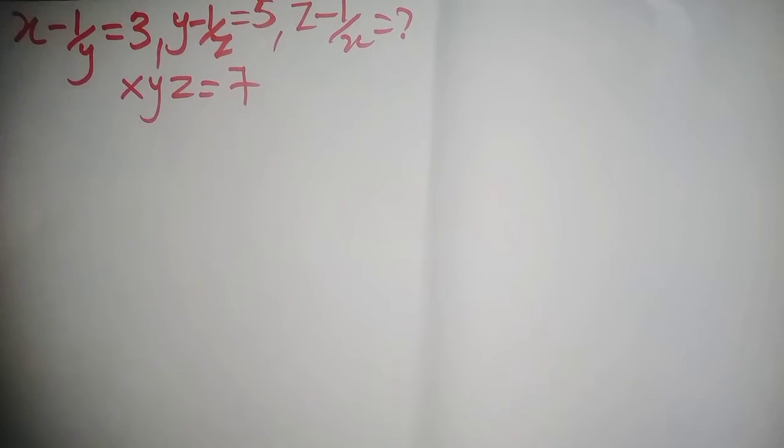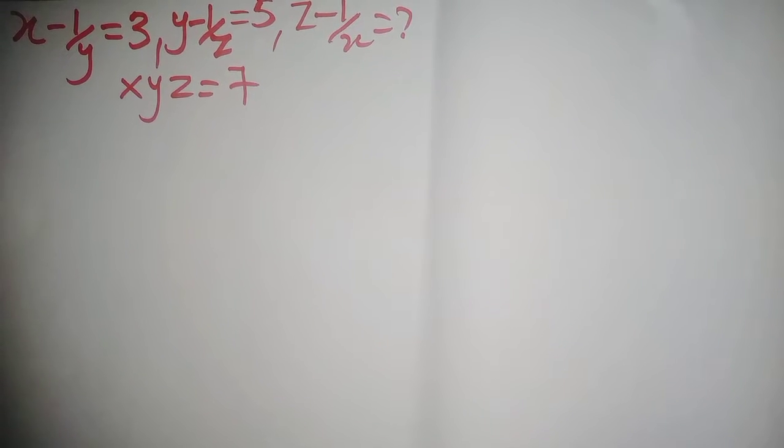Hello everyone. Now in this video we have a nice equation from the mathematics Olympiad. So we are going to solve this equation that we see over there. Now the question says that if we have x minus 1 over y equals 3, y minus 1 over z equals 5, z minus 1 over x is equal to what? Where we are given the product of x, y and z is equal to 7.